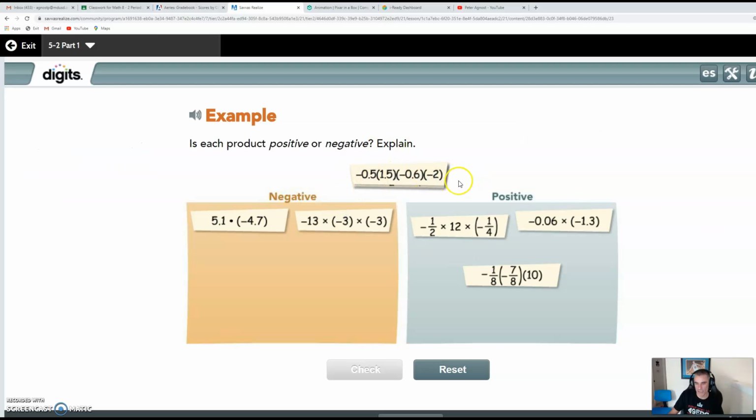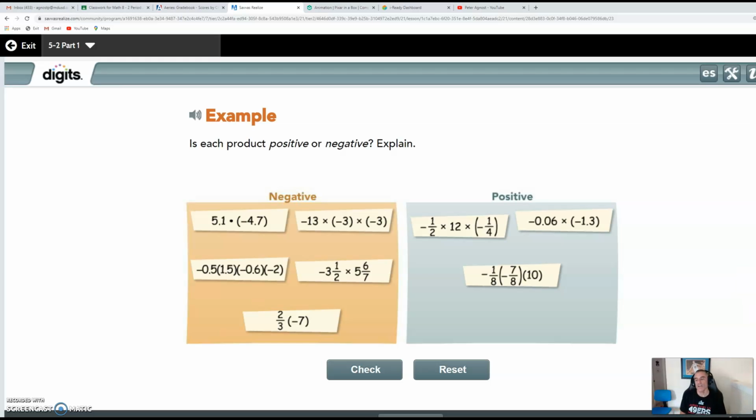So again, this looks really confusing. Look at all these decimals, and there's 4 of them, but just count the negatives. I have 1 negative, 2 negatives, 3 negatives. That's odd, so it's going to be negative. Here I have 1 negative, so that's going to be negative. Here I have 1 negative, so that's going to be negative. So that's probably the easiest way to look at it.